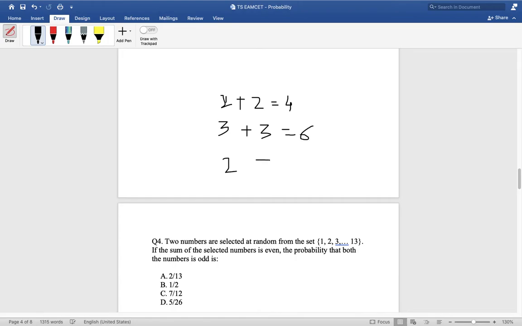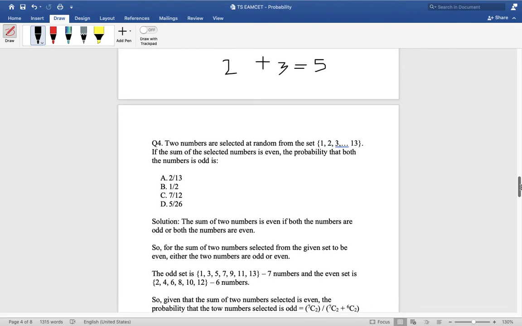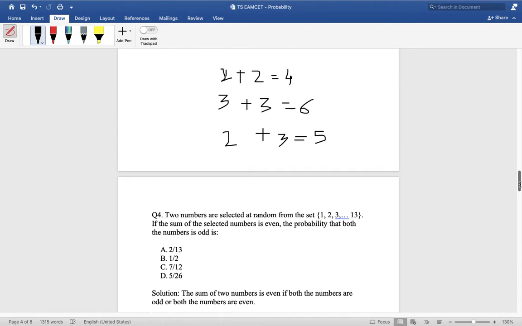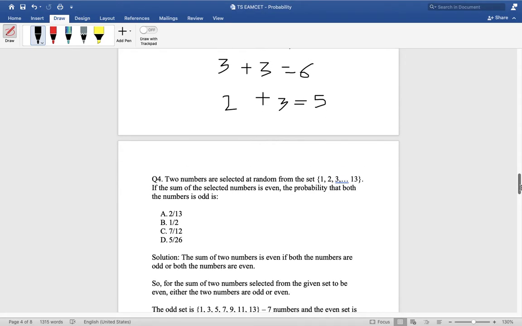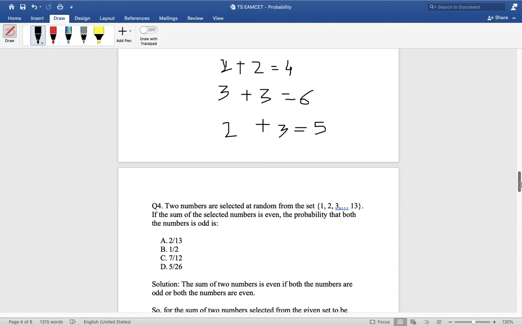If I add an even and odd, 2 plus 3 equals 5. So addition of an even and an odd number is an odd number. Addition of two even numbers is an even number. Addition of two odd numbers is an even number. Okay, so we know that. It's given that when you have selected two numbers from the set of 1 to 13, the sum is even. So he's asking the probability that both the numbers are odd. So let us just find out what are the odd numbers in this set and what are the even numbers in this set. If I select two odd numbers, then the sum is going to be even. If I select two even numbers, the sum is going to be even.